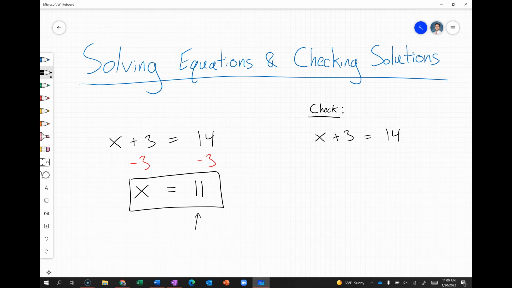So we say, okay, I said x is 11. On the left side of my equation, I have 11 plus 3, and on the right side of my equation, I have 14. Then we're just going to simplify. 11 plus 3 is 14. So on the left side of my equation, I have 14, and on the right side of my equation, I have 14. Since those are the same number, I know that this is correct.